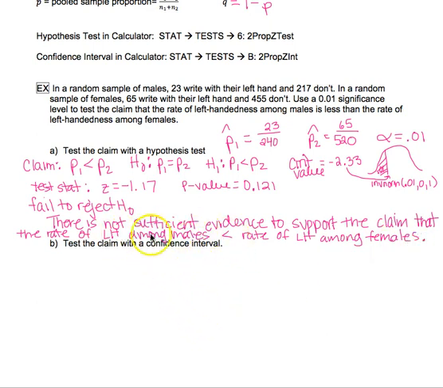Notice that I did use some abbreviations here. I know it gets old writing everything out, but please make sure that you don't skip actually writing out what the claim is. I don't care if you abbreviate, but please make sure that you actually write it. Don't just write, there is not sufficient evidence to support the claim. It's important that we state what the claim was.